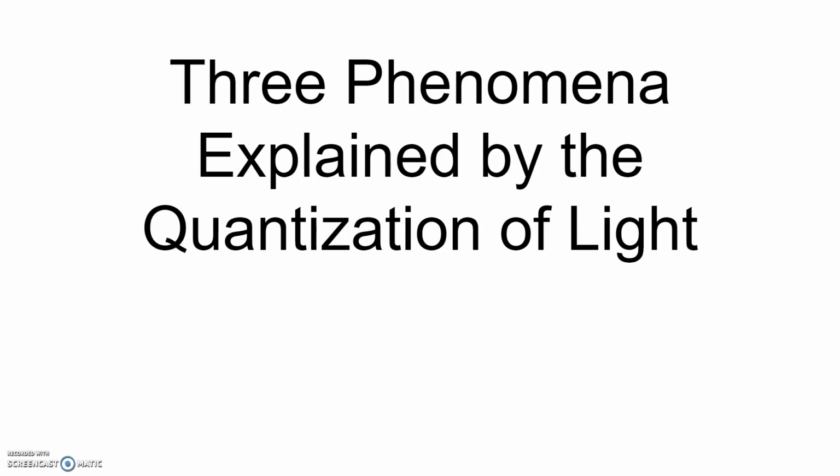So how did scientists discover that light was quantized? There were three phenomena that were explained by the idea that light had to be quantized, and without that understanding, the phenomena could not fully be explained. In the same token, these phenomena therefore provided evidence that light is quantized. So let's take a look at the three phenomena.